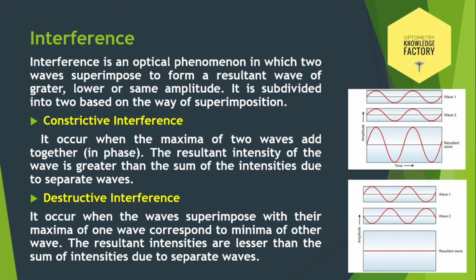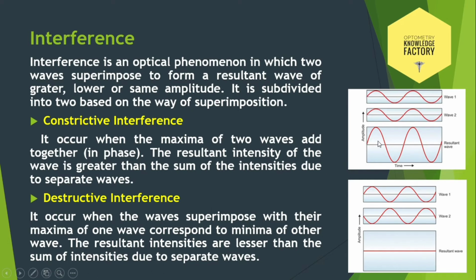Interference. Interference is an optical phenomenon in which two waves superimpose to form a resultant wave of greater, lower or same amplitude. It is subdivided into two based on the way of superimposition: constructive interference and destructive interference. Constructive interference occurs when the maxima of two waves are added together. The resultant intensity of the wave is greater than the sum of the intensities due to the separate waves.